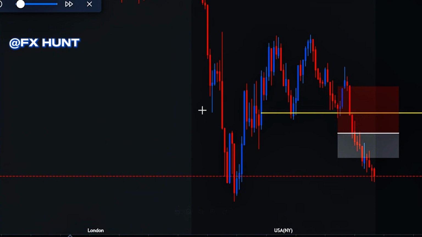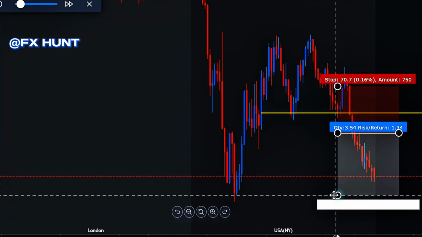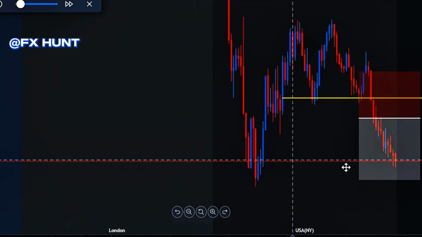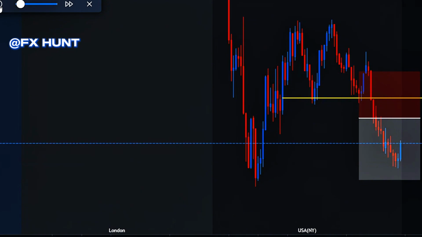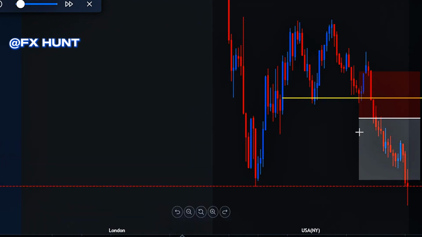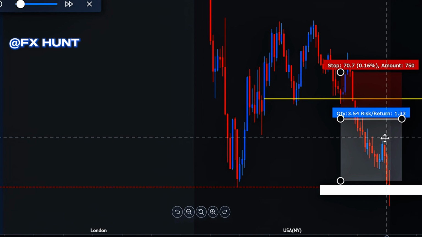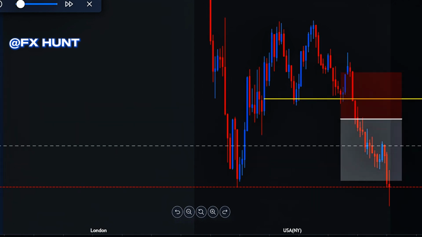So this was the first area for our first TP, because this was the next zone that price is likely going to react. So this was our first TP. Boom, and immediately price got to our first TP, we moved our entry to break even. At this point, we were trading risk-free in this position.